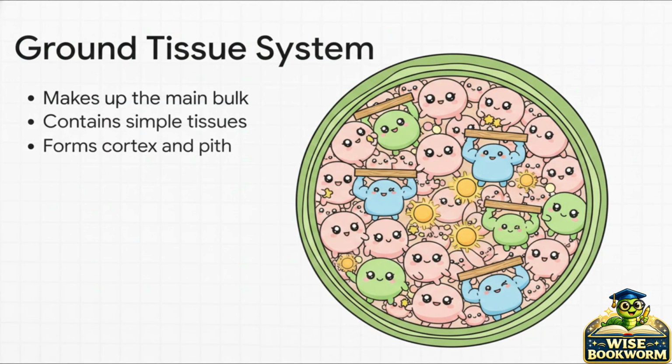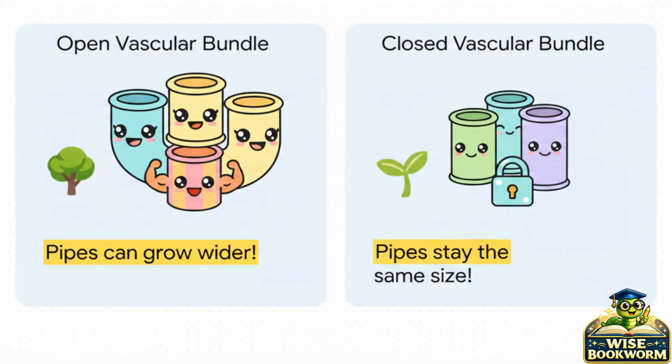Moving a bit deeper, we hit the ground tissue. This is the structural bulk and insulation of our building. Basically, it's everything that isn't the outer armor or the internal plumbing. It packs the empty spaces inside the roots and stems with specialized simple tissues. Stuff like soft parenchyma for filling, flexible collenchyma, and super rigid sclerenchyma for strong support. Depending on its location, this ground tissue handles vital jobs like storing food, providing structure, and even doing photosynthesis in the leaves.